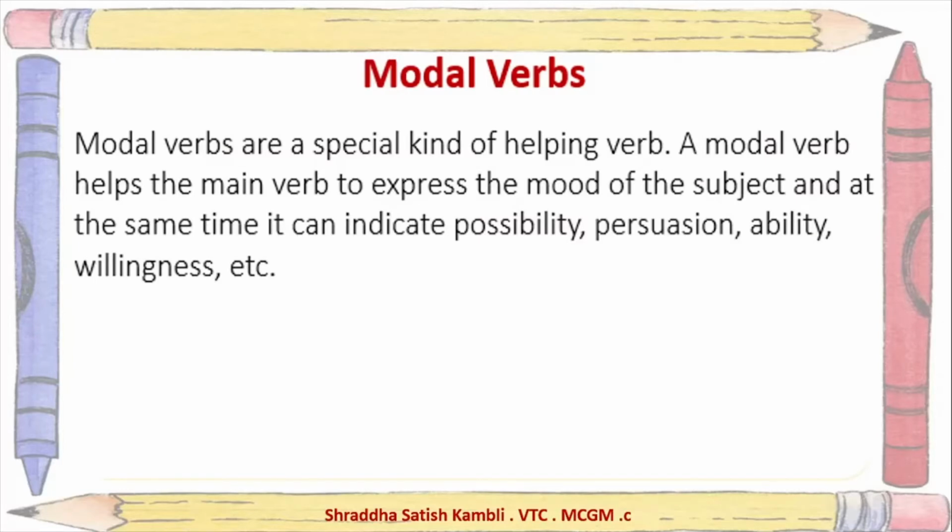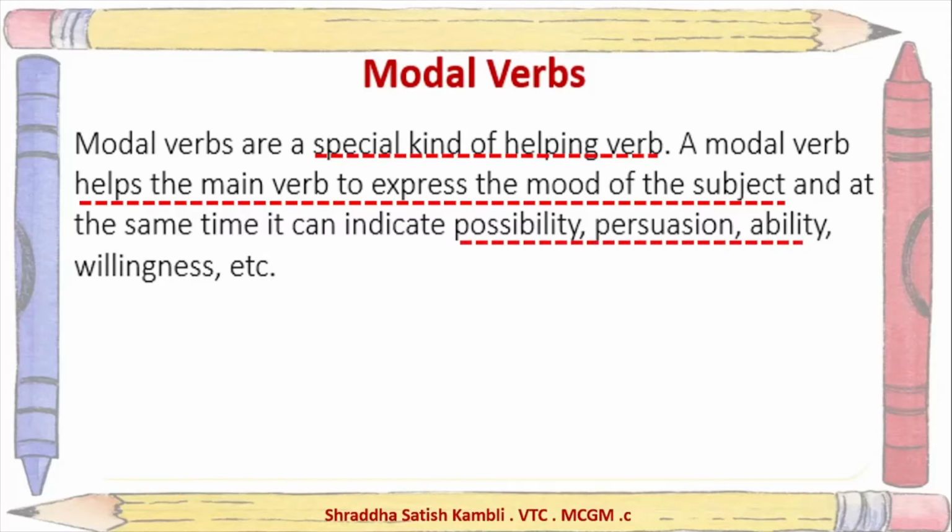Or we simply call them modal verbs. So modal verbs are a special kind of helping verb. Special kind. Okay. Now what does it do? A modal verb helps the main verb to express the mood of the subject. Okay. Along with the action, we also try to express the mood of the subject now. And at the same time it can indicate possibility, persuasion, ability, willingness, etc. So these are all the kinds of moods that can be expressed making use of these modal verbs.